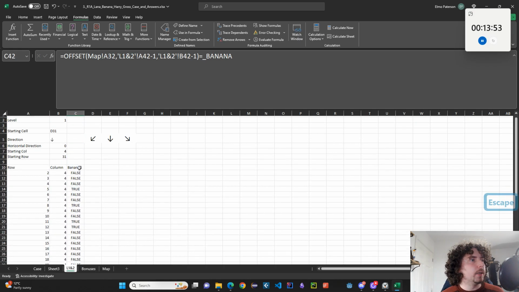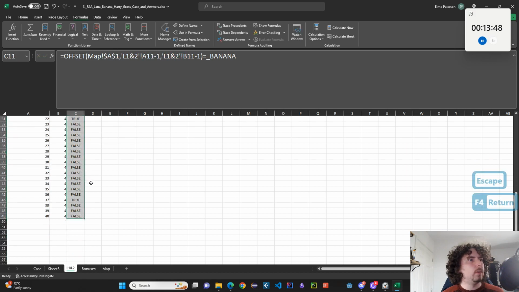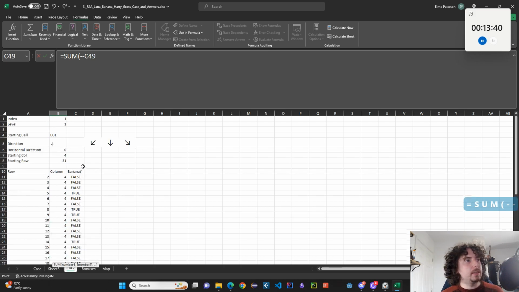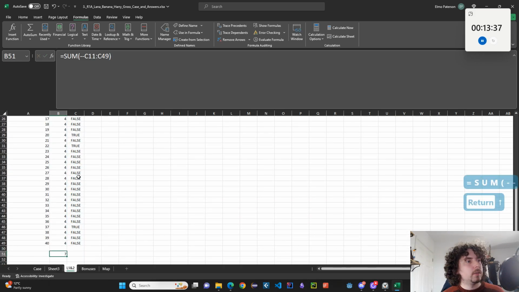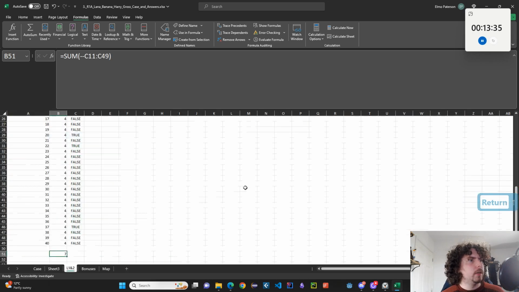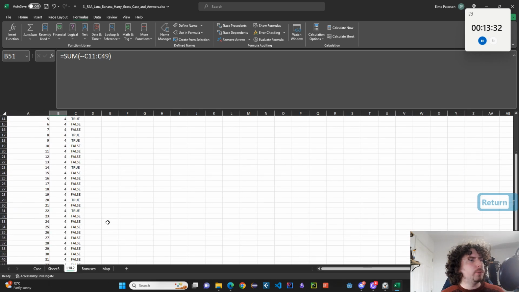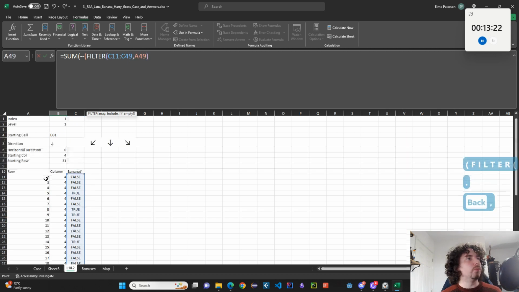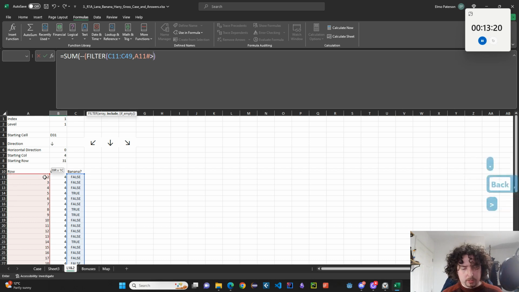I didn't lock A1. Okay. And then we want to know the sum of these. That's not right. It says 1, but we don't want it to be 1. We do want it to be 1. We want to filter this based on is the row at least the starting row.